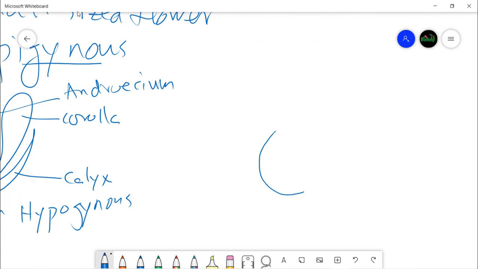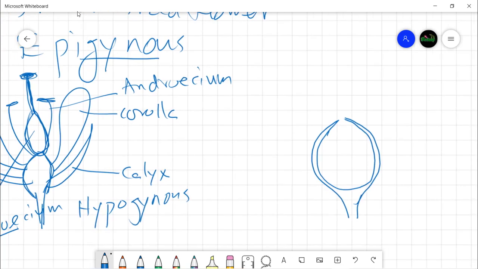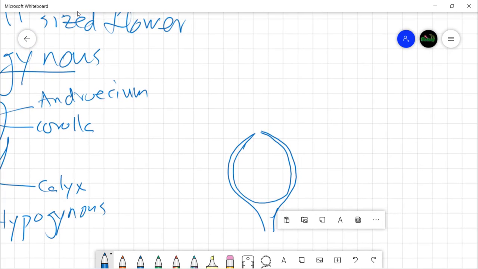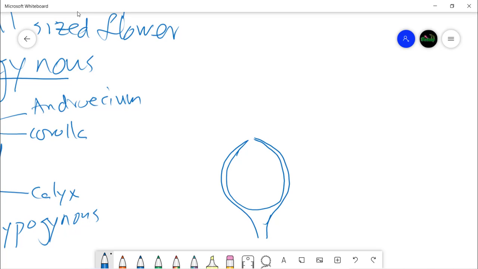Now this time the margins of the thalamus have grown upward, and they form a cup-like structure. These margins of the thalamus grow upwards like this, and they fuse at the top. Now what happens is that the ovary arises from the base of the cup. So here is the ovary. The style comes out of this small opening between these fused margins, and the style is projected above it.